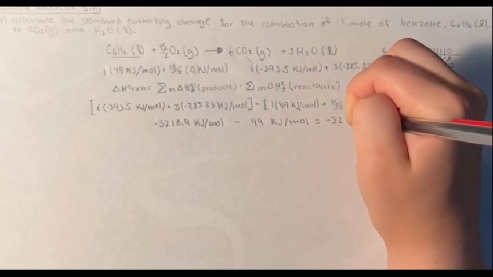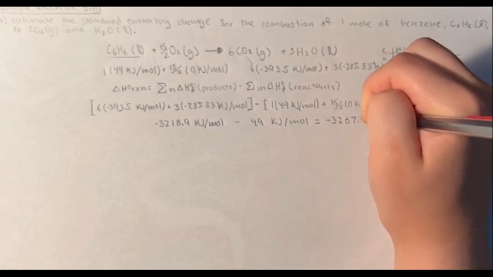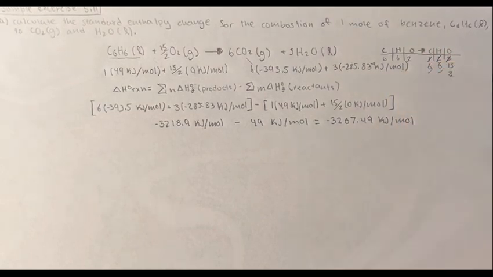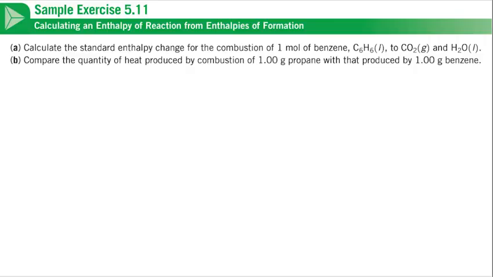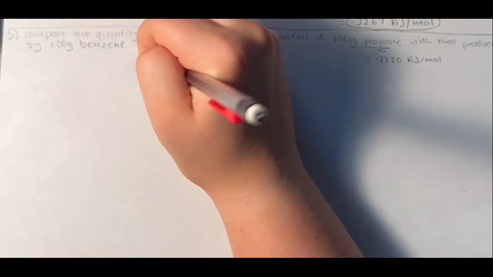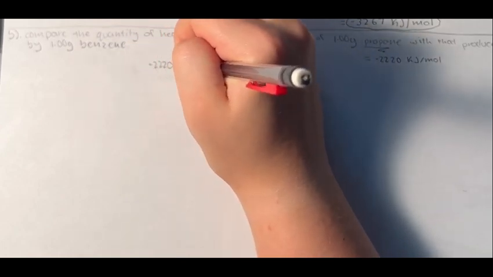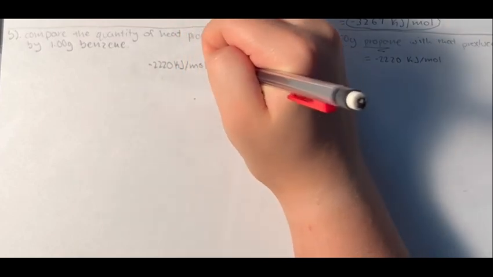The standard enthalpy of this reaction is negative 3,267.49 kilojoules per mole. For part B, we're supposed to compare the quantity of heat produced by the combustion of 1 gram of propane with that produced by 1 gram of benzene. Thankfully, the book already gives us the standard enthalpy of combustion of propane, which is negative 2,220 kilojoules per mole.